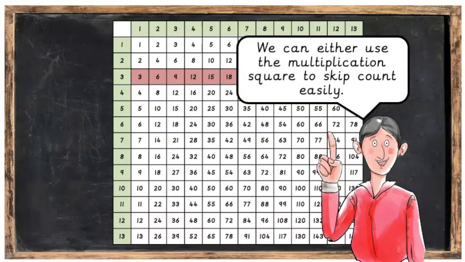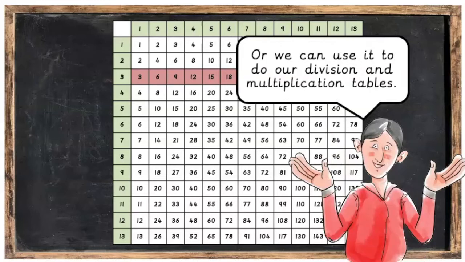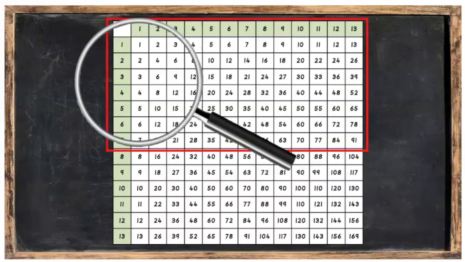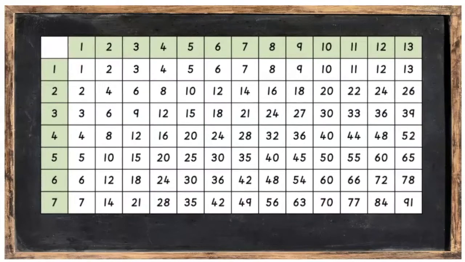We can either use the multiplication square to skip count easily, or we can use it to do our division and multiplication tables. Let's look a little bit closer to see how. In this lesson we're going to focus on division.